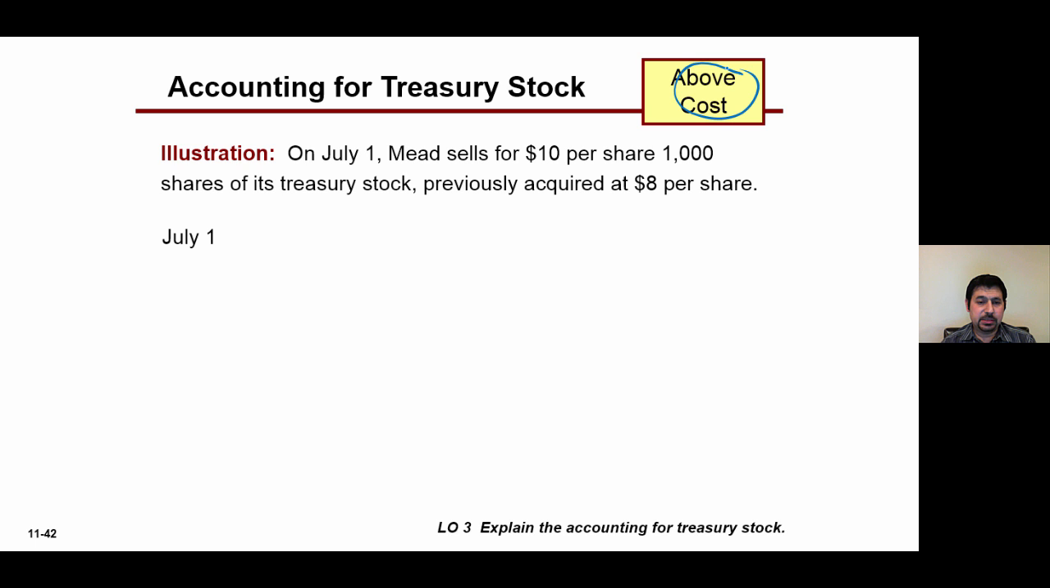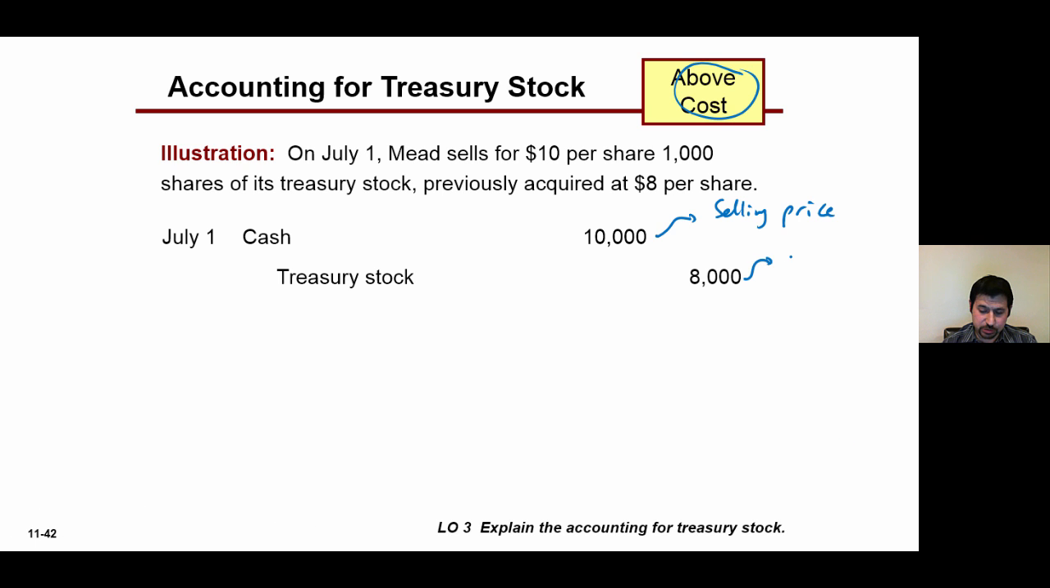On July 1st, Mead sells for $10 per share 1,000 shares of its treasury stock previously acquired at $8 per share. The company is selling them for $10. So the amount of cash that the company will get will be $10,000. This is based on the selling price. The company will debit cash 10,000. The company will credit treasury stock 8,000. This is based on the purchase price, the paid price.